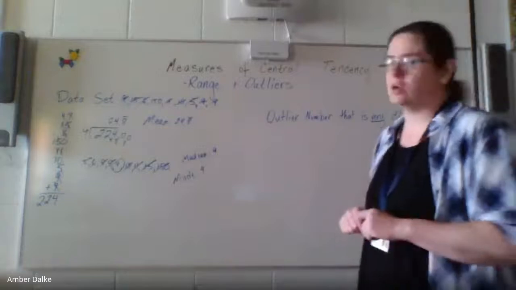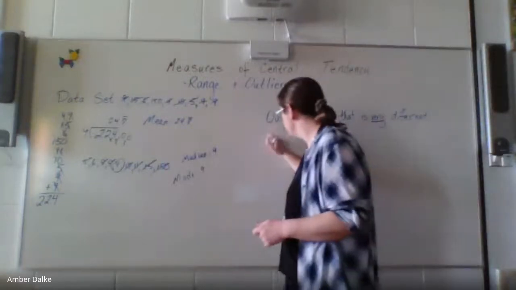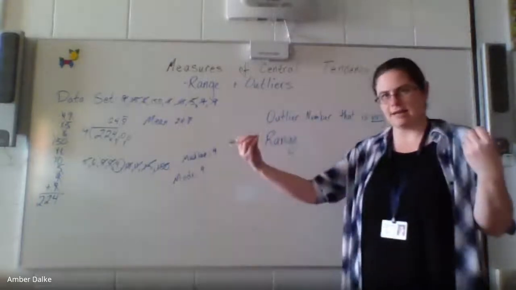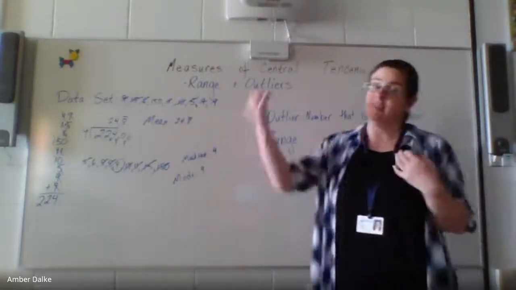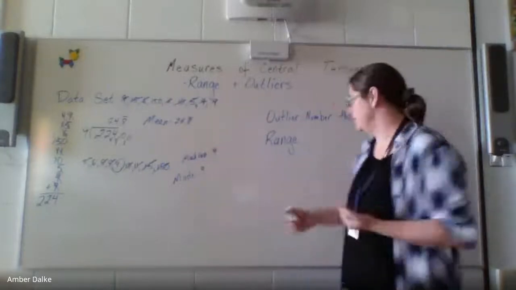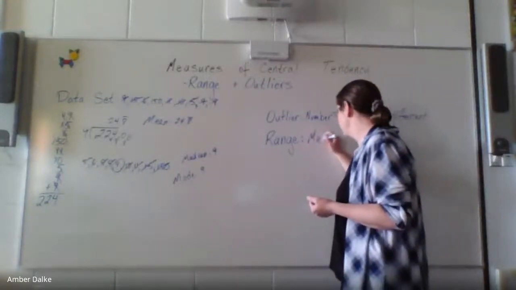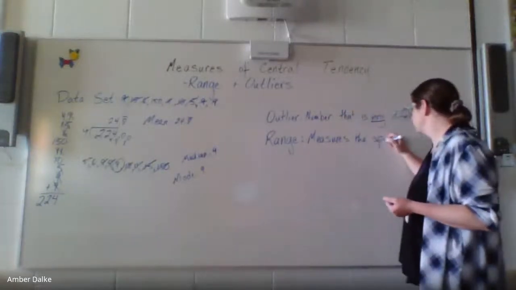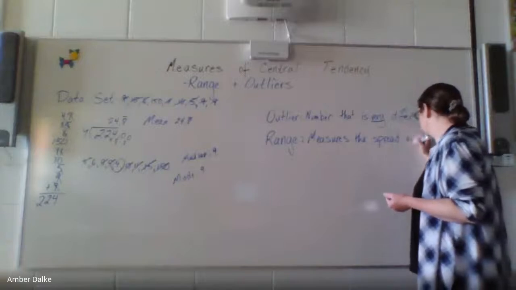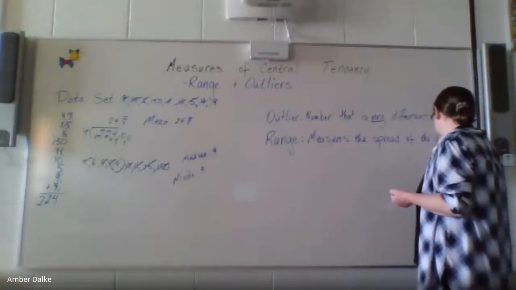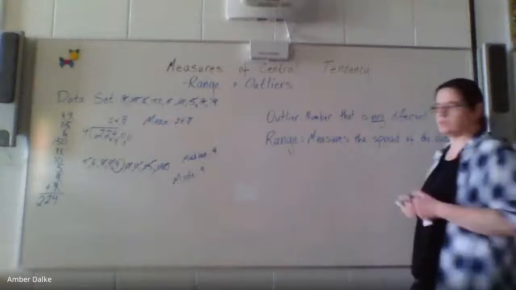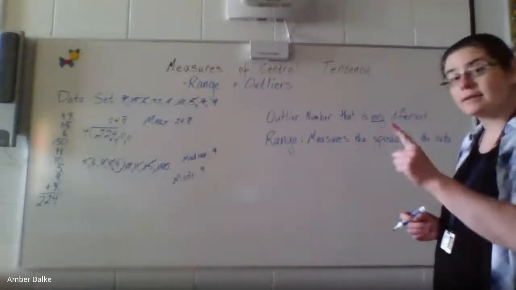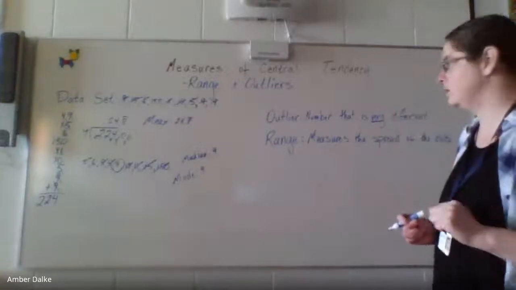The other term here that's new, the range. Okay. Range measures the spread of a data set. In other words, it measures the difference between the highest number in the data set and the lowest number in the data set. Okay. It measures the spread of the data. And in order to calculate the range, you take the highest number in the data set and you subtract the lowest number in the data set.